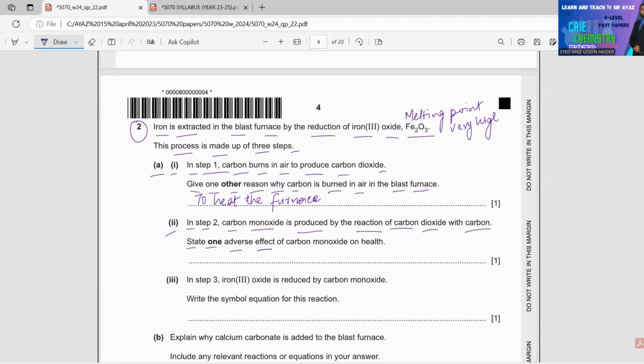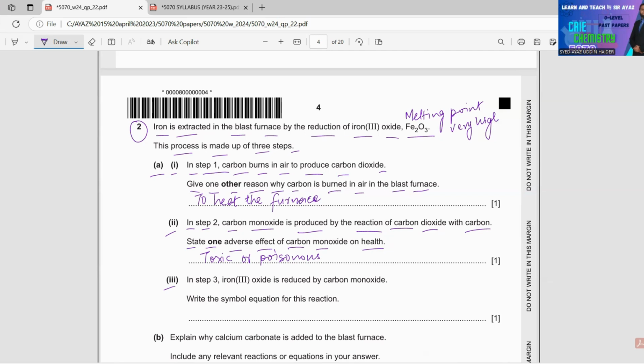State the adverse effect of carbon monoxide on health. Carbon monoxide is a toxic or poisonous gas because it reacts irreversibly with the hemoglobin in our body. In this way, it blocks the transport of oxygen to different parts of the body. So we will write toxic or poisonous.